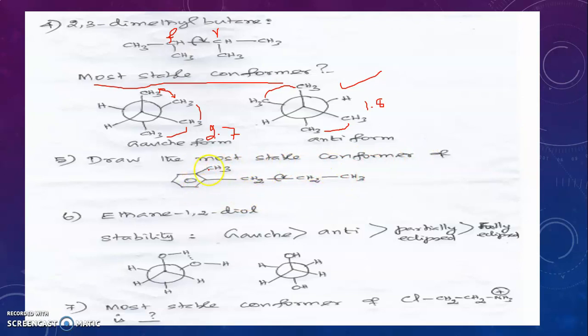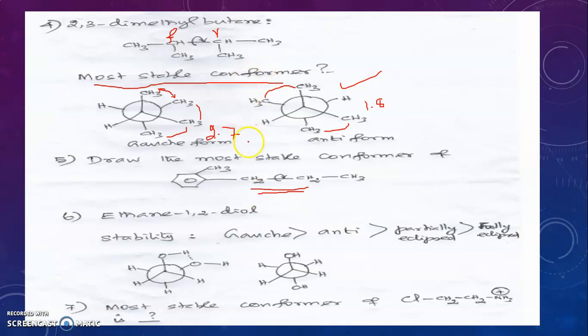Then the next question: draw the most stable conformer of this molecule. Now here we have a carbon-carbon single bond, and another carbon-carbon single bond here, and another carbon-carbon single bond, and we also have one more single bond here. Now we always prefer the middle one. So take this carbon-carbon single bond for conformational analysis.